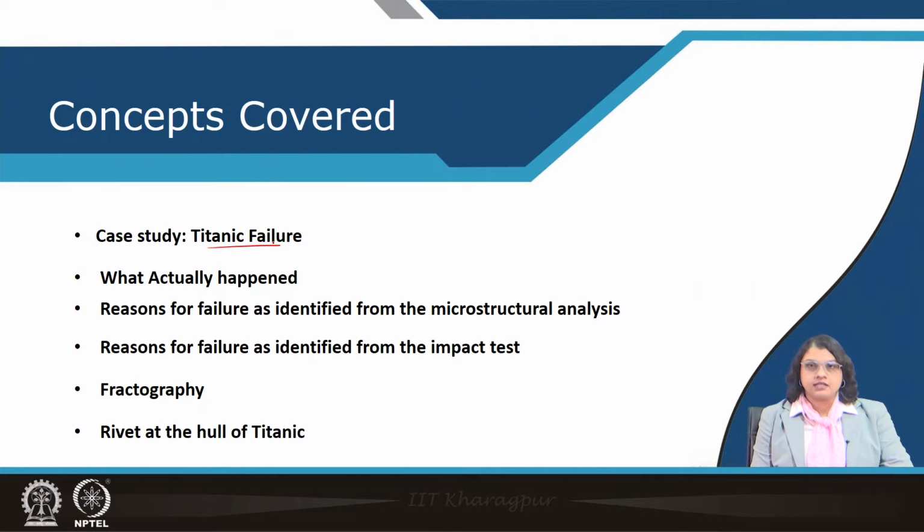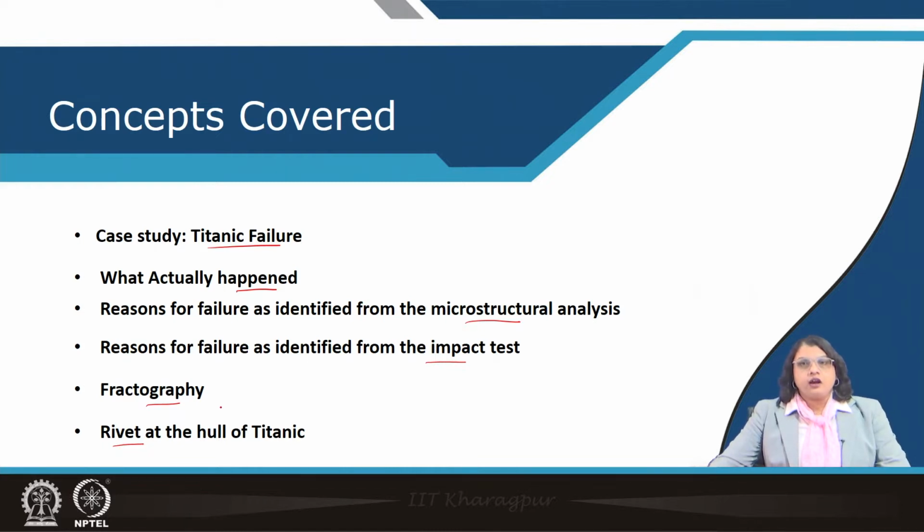And in this lecture, we will see what actually happened, and particularly we will be looking from the perspective of metallurgical engineering, and we will try to figure out the reasons for the sinking of Titanic as identified from the microstructural analysis, the impact test, the fractography, or the rivets that were used in the ship. So, all those will be discussed in detail to find out the reason, the lessons that we have learned, and how we can use this for better structures these days.